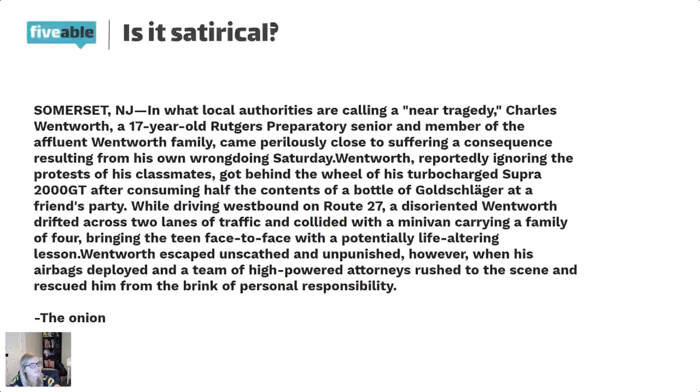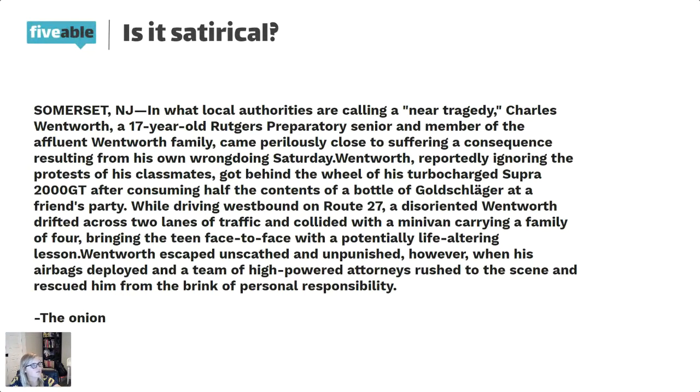Perilously close to suffering a consequence resulting from his own wrongdoing. Saturday, Wentworth reportedly ignored the protest of his classmates, got behind the wheel of a turbocharged Supra 2000 GT after consuming half the contents of a bottle of whatever that is, I'm assuming it's alcohol, at a friend's party while driving westbound on Route 27.